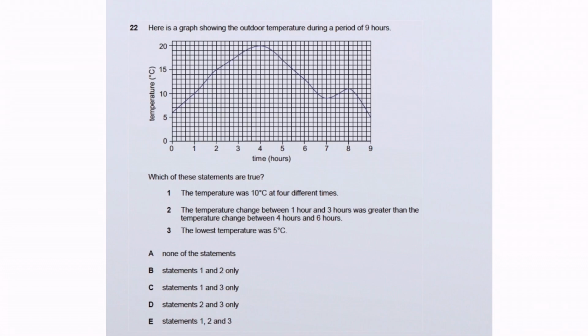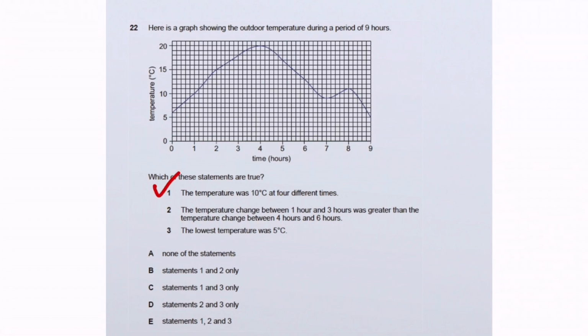So again, this is a very similar type question to what we have done before. So we will just go through each statement to try and find the answer. So students can start with the first statement. The temperature was 10 degrees at 4 different times. Well, we see 10 degrees here, 1, 2, 3, and 4 here. So indeed, statement 1 is correct.